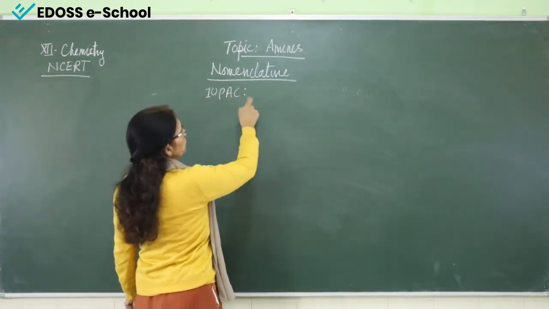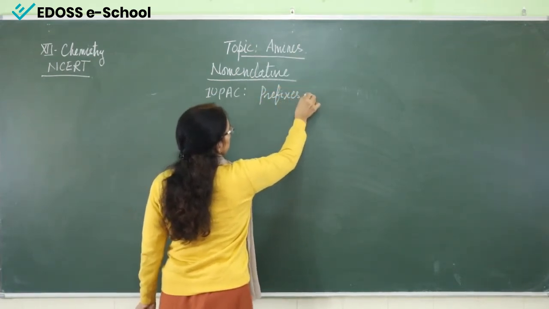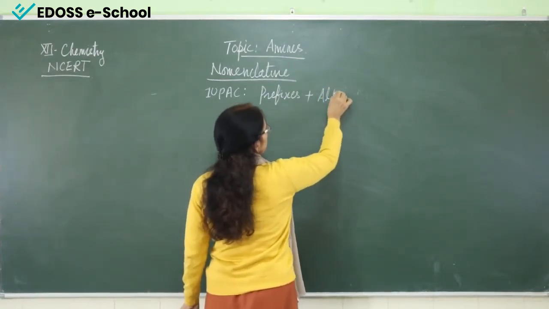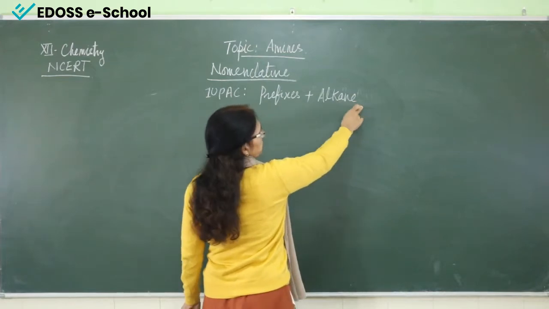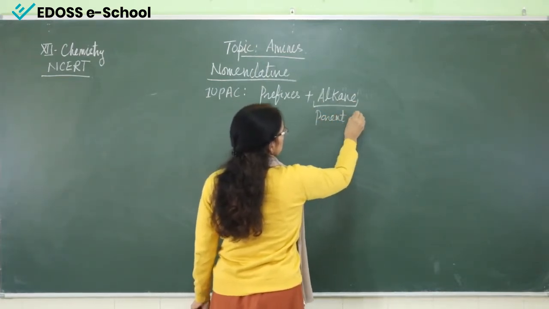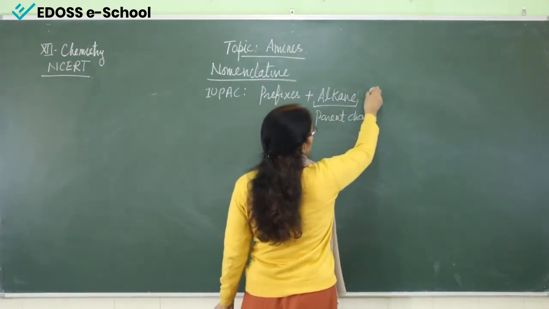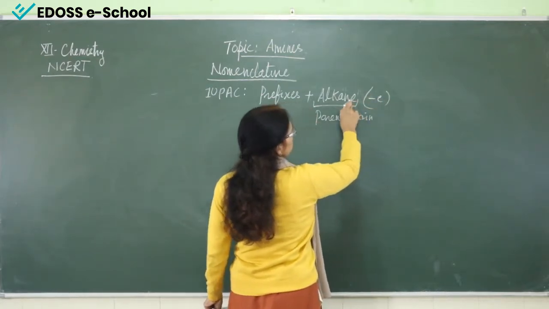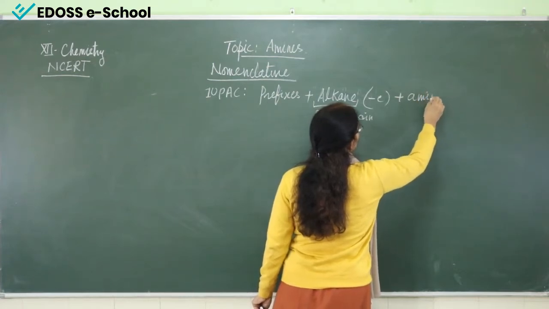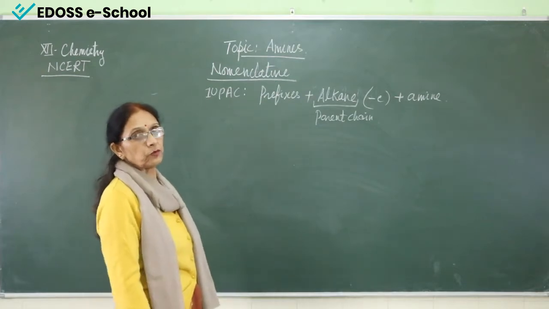What we have to do? First we have to write all the prefixes. Then add the alkane, the parent chain. Alkane means this is the parent chain, the number of carbon atoms. And from this alkane, the E should be removed and then add the word amine. So in this way we can give the IUPAC name to amines.